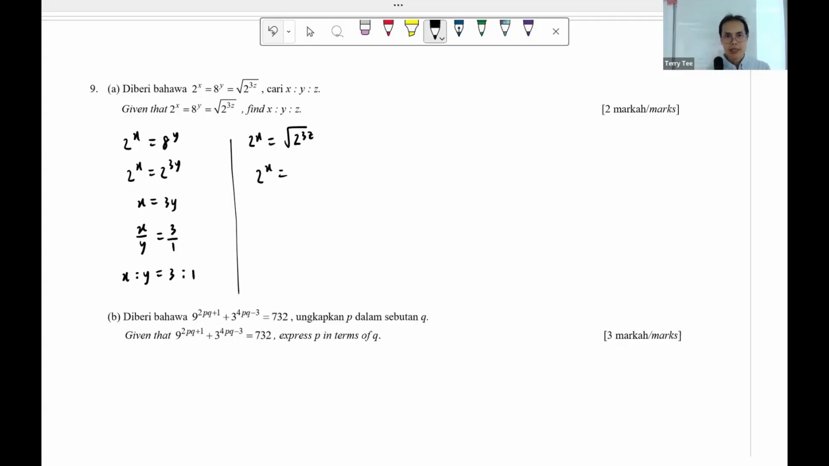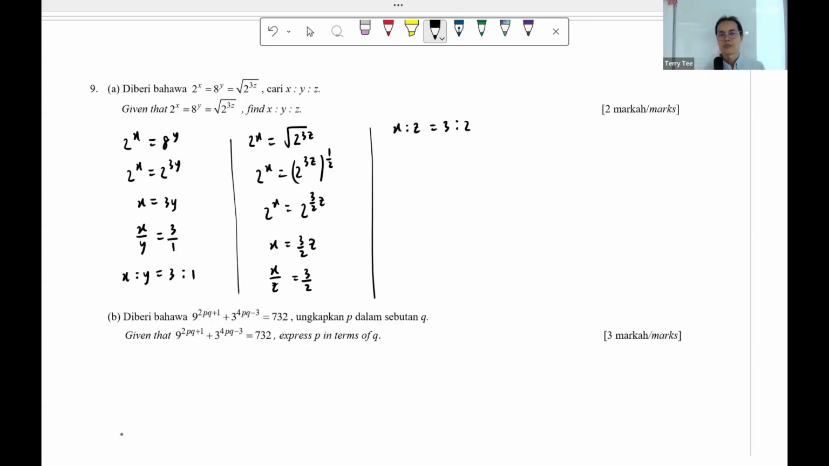So we can write this as 3z. I do very slowly. Power half. You times in is 2 power 3 over 2z. So once you got this, we can compare x is 3 over 2z. Bring the z down. X over z is 3 over 2. X is to z is 3 is to 2.